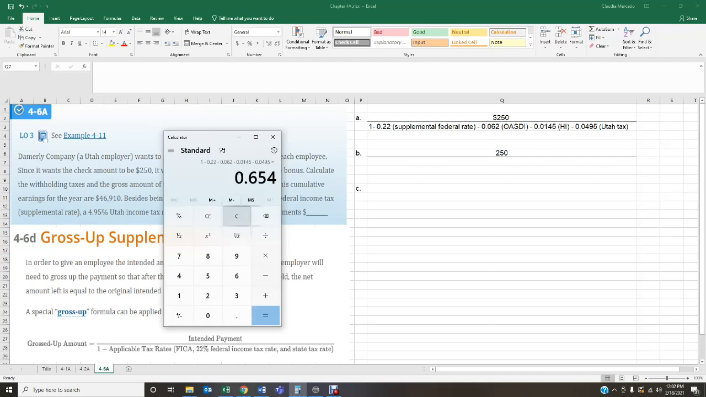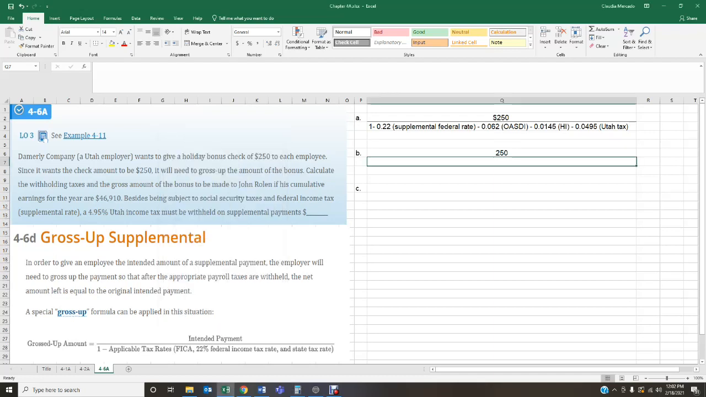That gives me 0.654. So that will be 250 divided by 0.654, and let's see what that gives us.